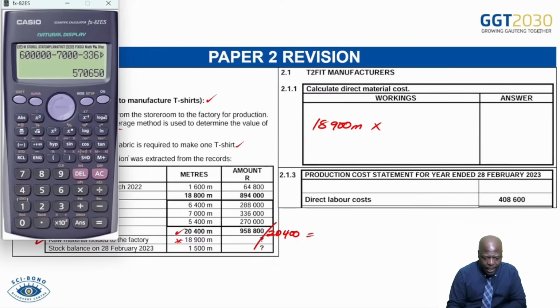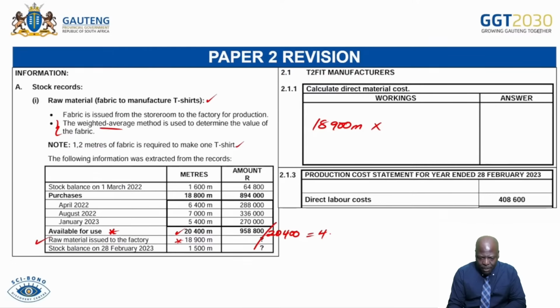Let's see if we can get that together. So that's going to be 958,800. And then if you divide that by 20,400, you will get 47. So the average price per meter is 47 rands. That is the average price.